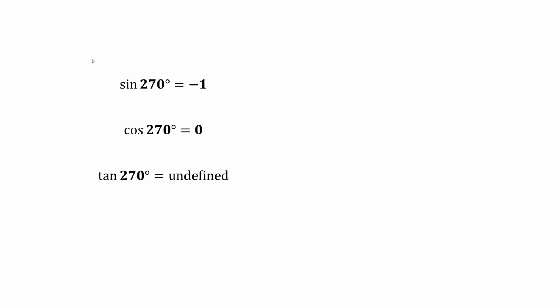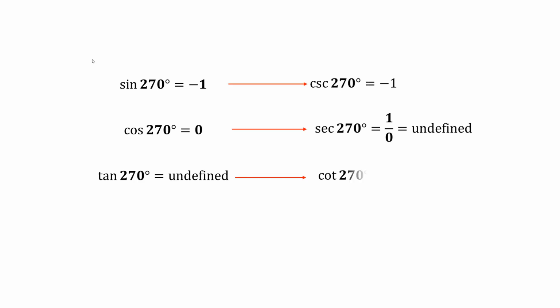And then for 270, sine 270 is -1, cosine 270 is 0, tangent 270 is undefined, and so the reciprocals of those will look like this.